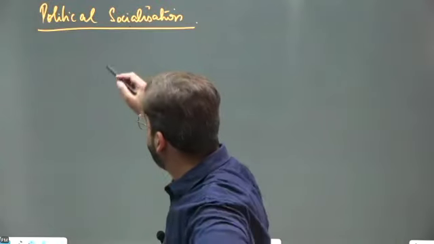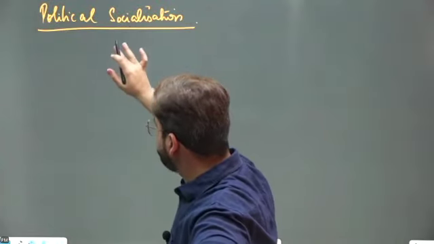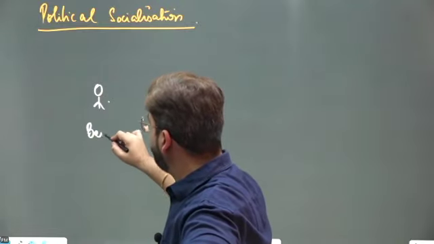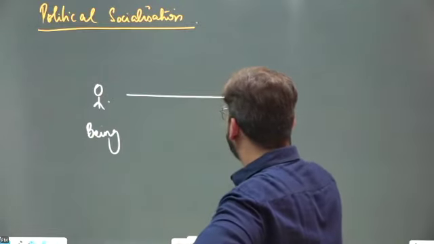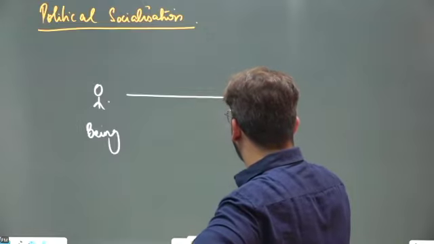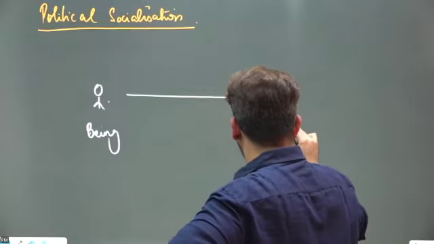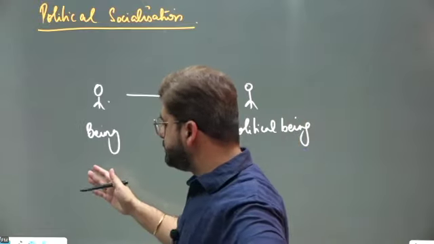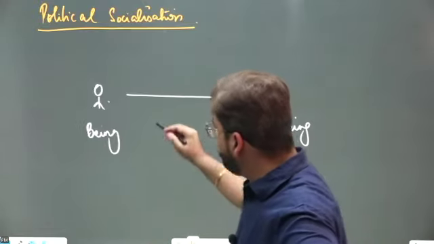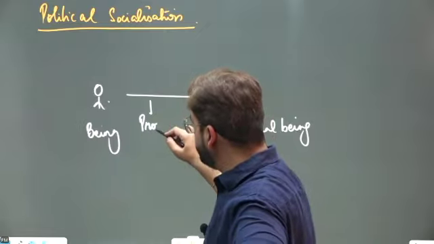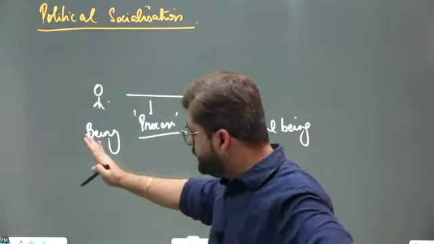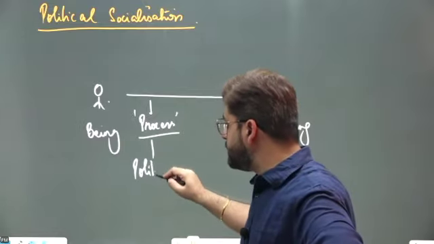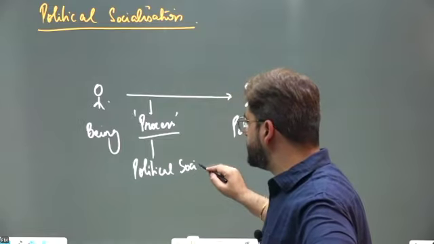So let's do one thing, we write here: a being has converted into a political being. Okay, there is a human being here, and here a political human being. All the processes which happen here so that the being converts to a political being, this is where the political socialization approach comes.